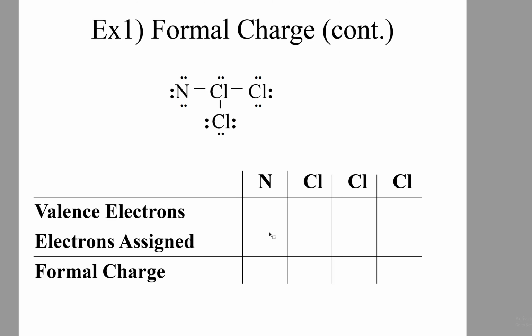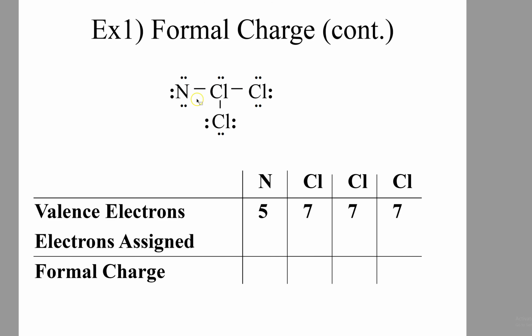Now, in order to determine that, we need to figure out what the formal charge is for each of the elements. And what you're going to have to do here is put these on so that you can assign the valence electrons. So the first thing you're going to do is put the valence electrons for each one and how many electrons are assigned, and then subtract that difference. So for nitrogen and chlorine, we already know that chlorine is going to be 7 across. So chlorine has 7, 7, 7, and nitrogen has a 5.